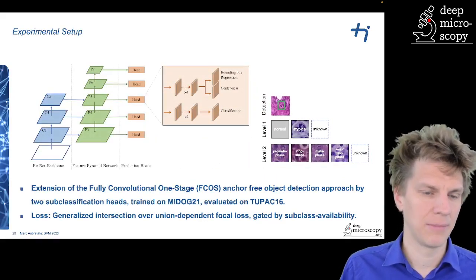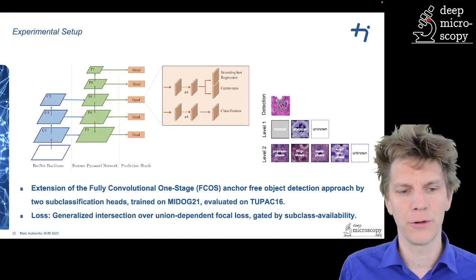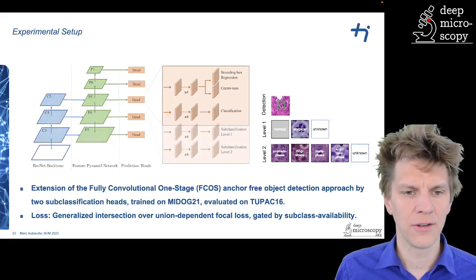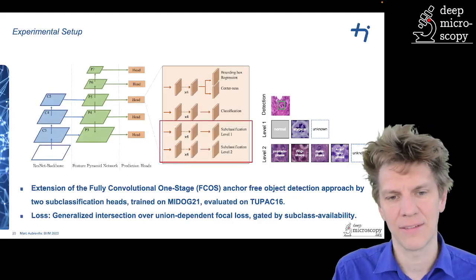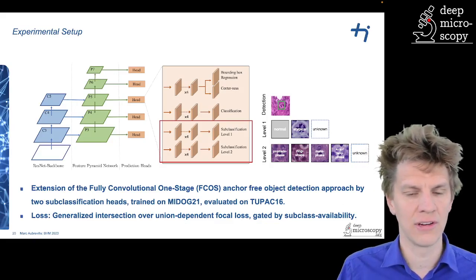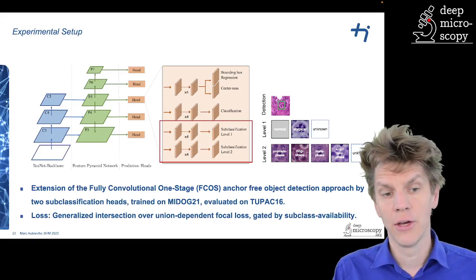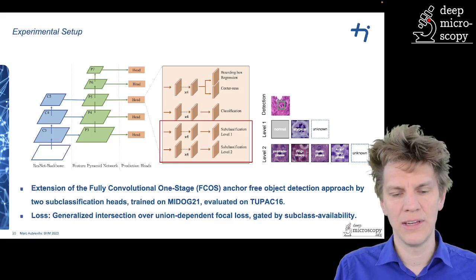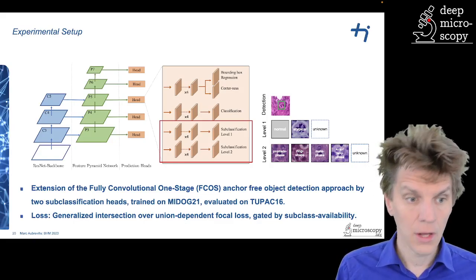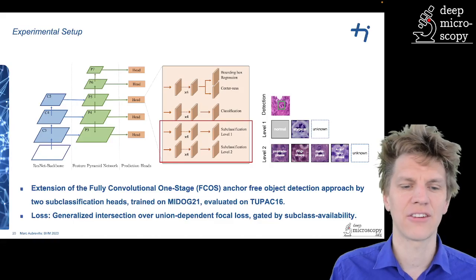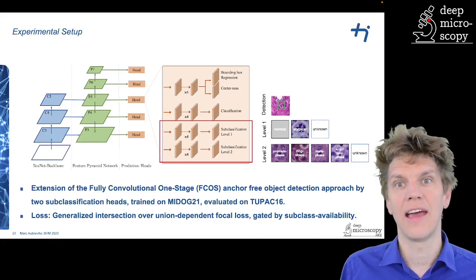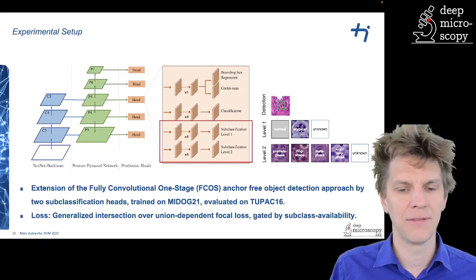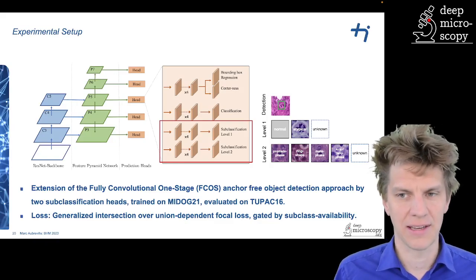First of all, we took as a baseline the so-called FCOS, the fully convolutional one-stage anchor-free object detection approach, and we extended it by 2 subclassification heads, corresponding to the 2 subclassification levels that I described earlier. We trained the network on the MIDOG 2021 dataset, and we evaluated it on the TUPAC16 dataset, so we have a really disjunctive set of datasets. As a loss function, we use a generalized intersection over union dependent focal loss, as we also would do for the FCOS, but we gated it by the subclass availability for the respective subclasses.